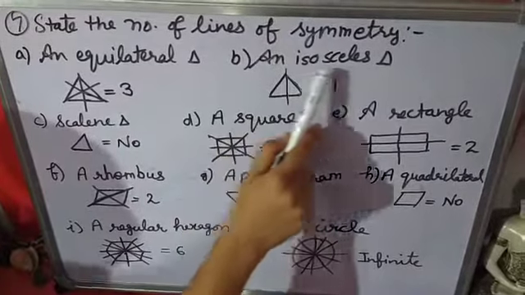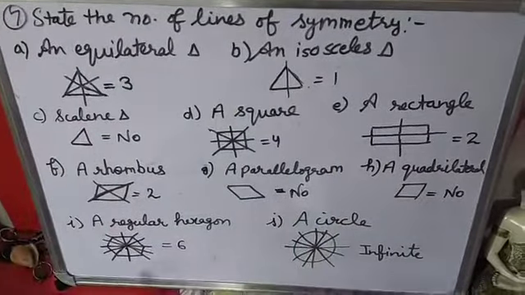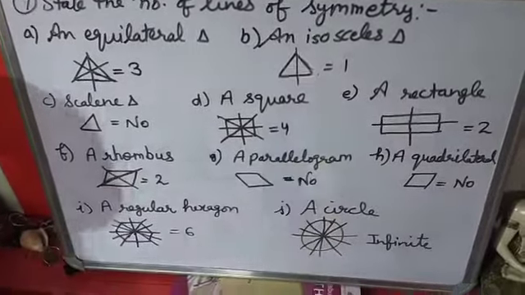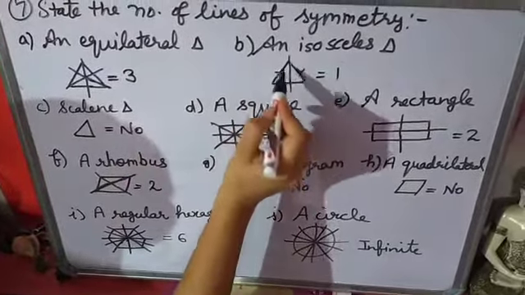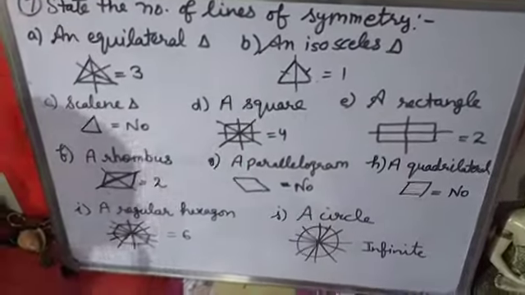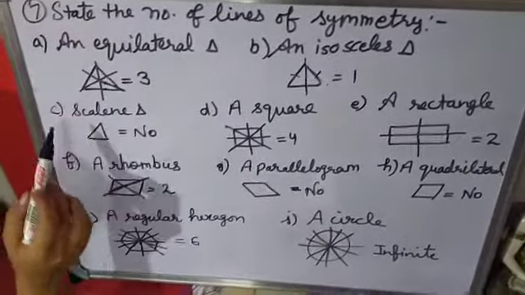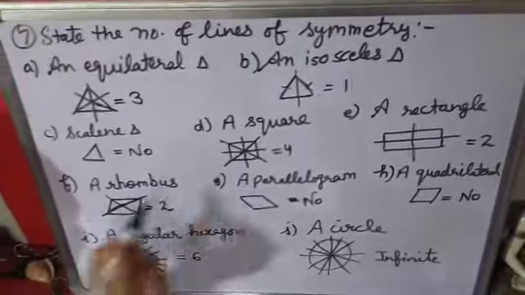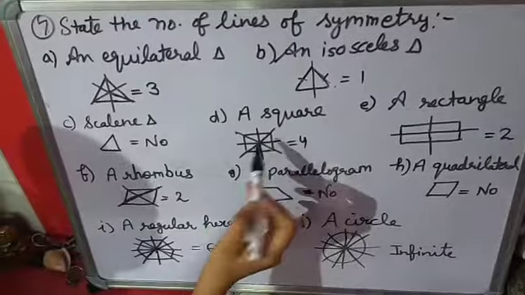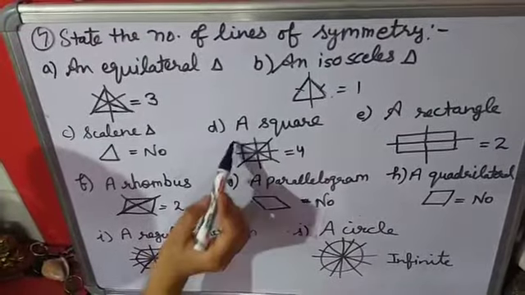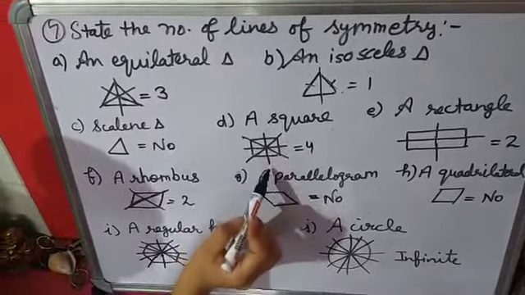Then an isosceles triangle. Now in this triangle two sides are equal. Okay. These two sides are equal, so only one line of symmetry we can draw. Okay. Next is scalene triangle. In scalene triangle all sides are different, so there is no line of symmetry. A square. In square all four sides are equal, so there we can draw four lines of symmetry. 1, 2, 3 and 4.